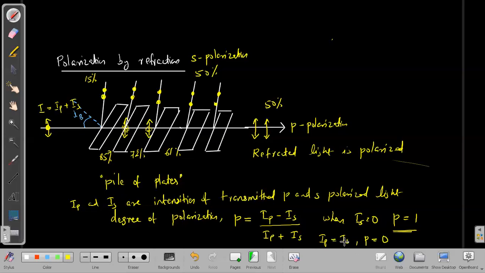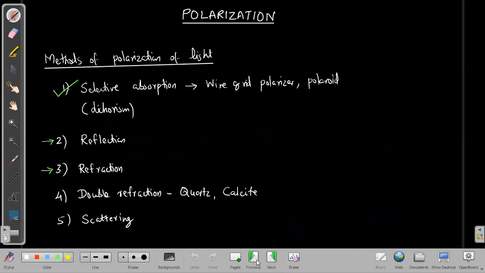Okay, so that's it for today. So we have just discussed the two methods of polarization, the polarization by reflection and the polarization by refraction. The polarization by reflection is basically the application of Brewster's law. So this information can be used when you are going to purchase a new cooling glass.